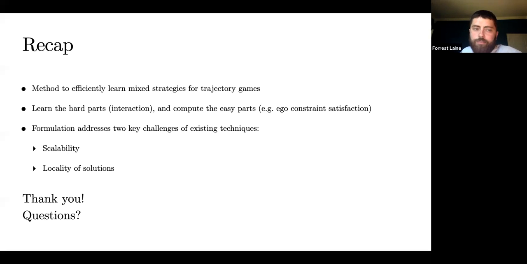We focused our method on learning the hard parts, which really boils down to the interaction part, and then allow our computers in real time to compute the easy parts that we know how to do really well, which are just the single player trajectory optimization problems. This formulation addresses the 2 key challenges that we are aware of in existing techniques, which are scalability and the idea of only considering single evolutions of the future. So that brings us to the end here.